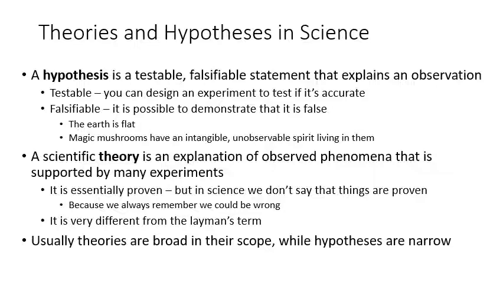Another example of a potential hypothesis might be: magic mushrooms have an intangible, unobservable spirit living within them. That actually is not a valid hypothesis because it is not falsifiable. Since the spirit that you propose lives in the magic mushrooms is not observable, it's not possible for you to demonstrate that it is not there, which means that it is not a falsifiable hypothesis, therefore it is not valid. So you would need to come up with something different that could be falsified.